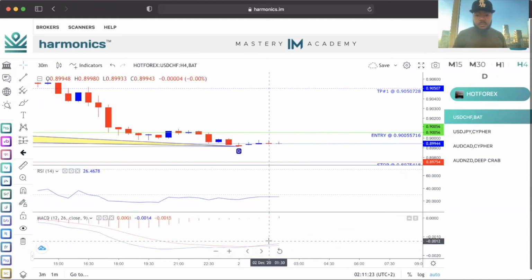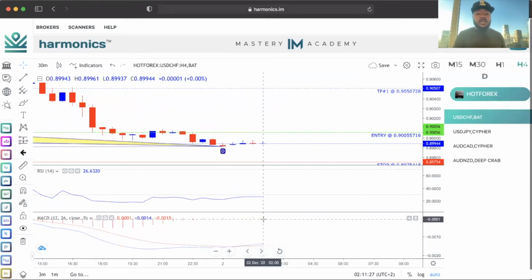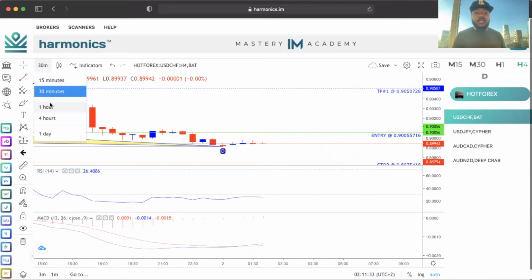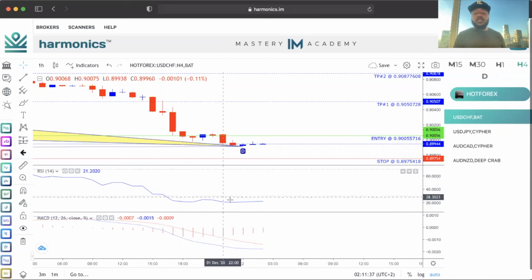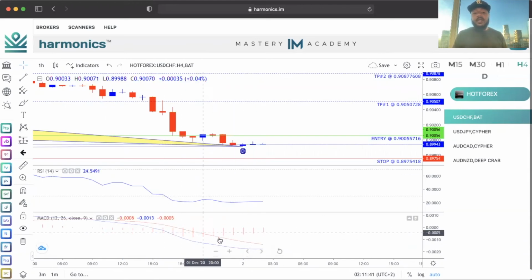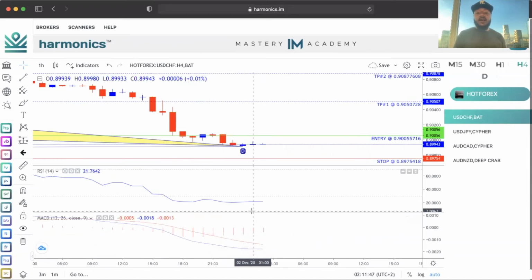So as you can see, the blue just barely crossed the red here. It's a small cross, not strong enough for me to want to enter the trade or to see that the momentum of the market has changed. But even if we go to the 1 hour time frame, which is one time frame before the time frame we're looking at the actual trade, you could see that still the red is sitting on top of the blue. This is a trade that I would not enter right now.